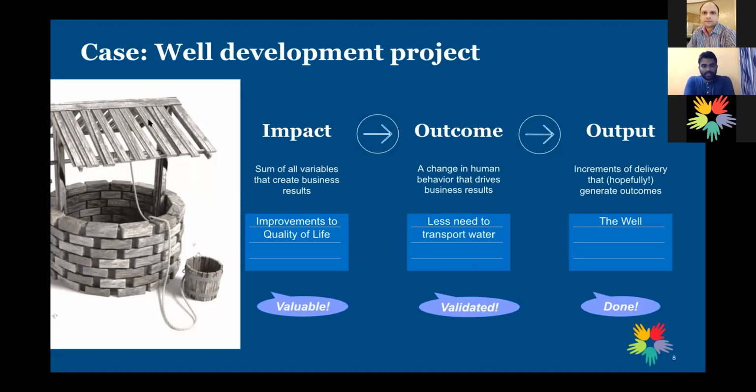In this case, the trap is that if you thought of the well as the output, or if you believe that the well is the only output, that's where the trap is that we are going to fall into, as always. The reason is, straight away we believe that this is going to give an improvement to quality of life, right? How do we validate it?